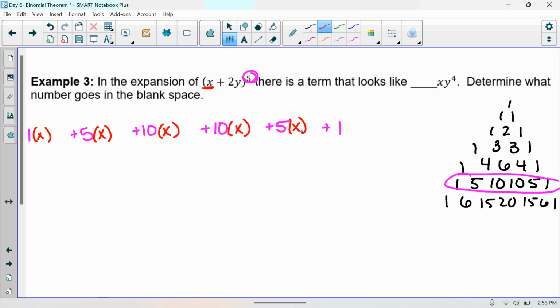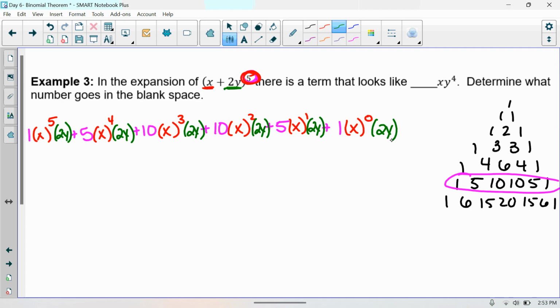Notice once again, nice and organized, color coding. This is my first one, so it starts at the highest, which is 5, and counts down. 5, 4, 3, 2, 1, 0. Then I have 2y. Each piece gets a 2y. This time, since it's the second term, it's going to start at 0 and count up.